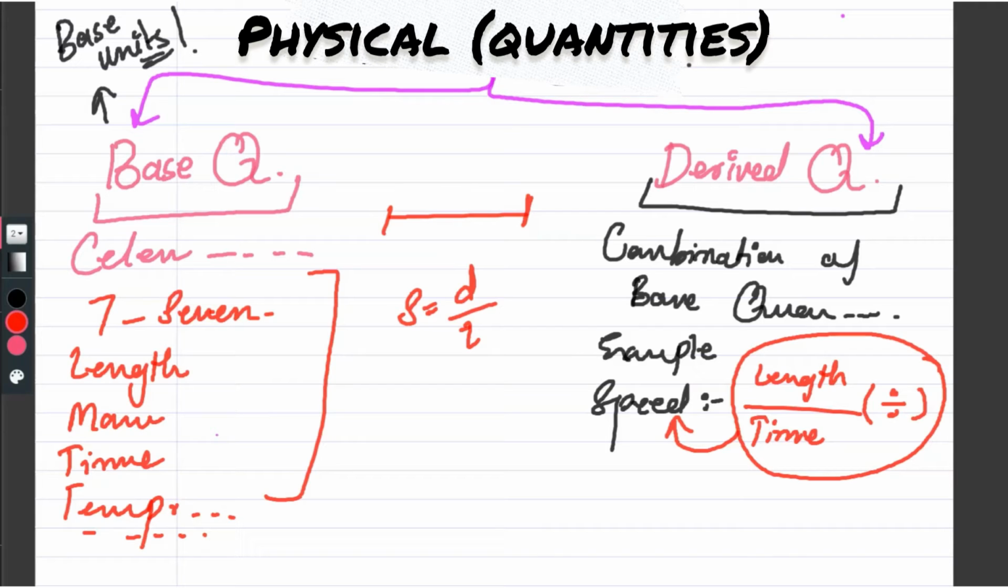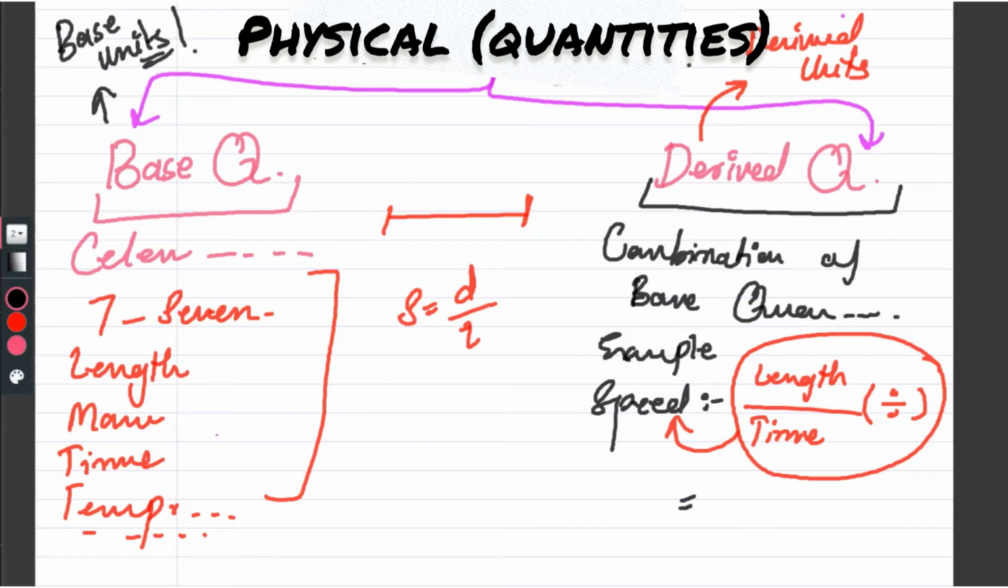So can I say that derived quantities, their unit will be derived units? Yeah. Okay, easy. Makes sense. Okay, let me give you an example. So speed, what will be the unit of speed? Derived quantities are a combination of base quantities, then derived units should be a combination of base units.